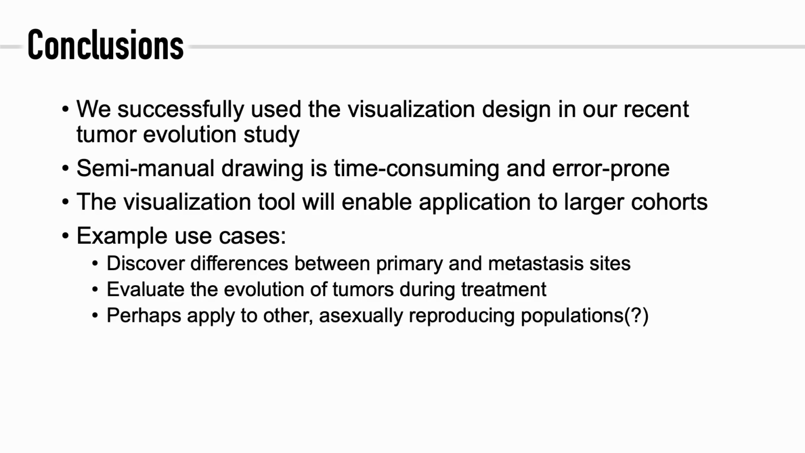And we will apply this tool to much larger cohorts, having hundreds of patients. And there are some example use cases like discovering differences between primary and metastasis sites and evaluating the evolution of tumors during treatment. I have now been talking about cancer, but maybe this tool could also be used with other organisms that have asexually reproducing populations, like bacterial cultures or something.